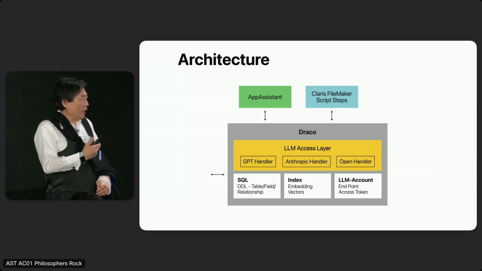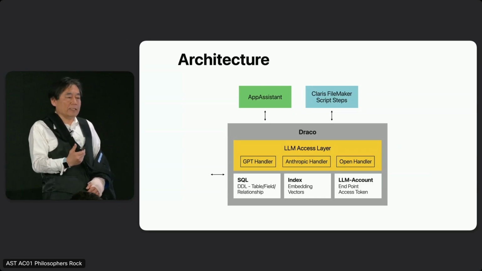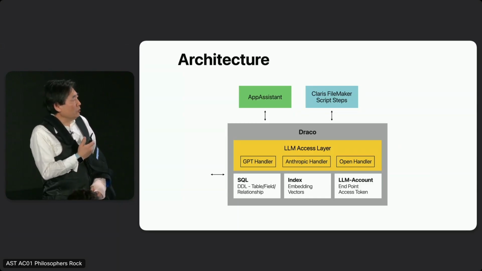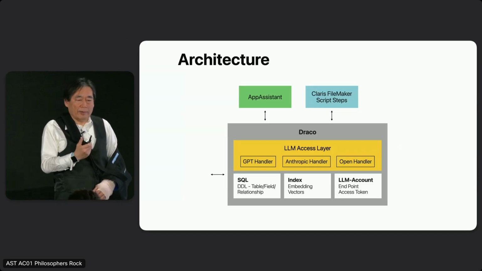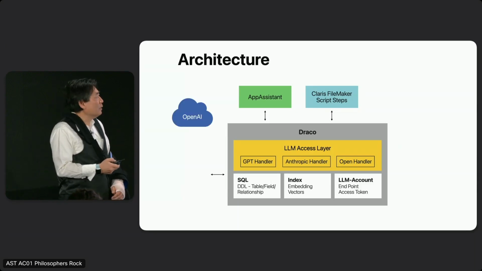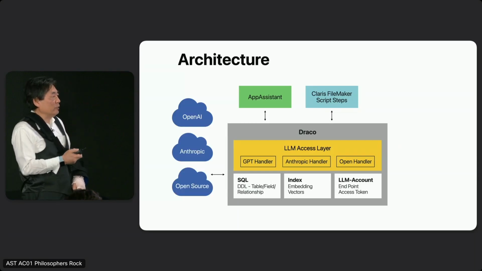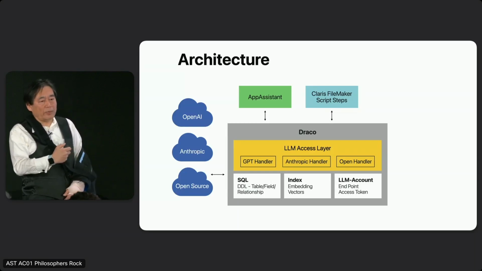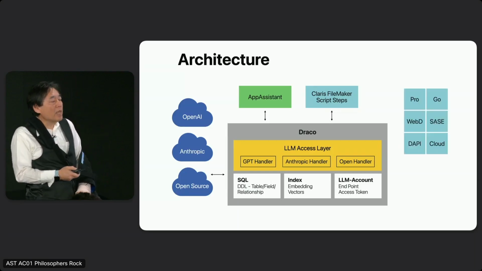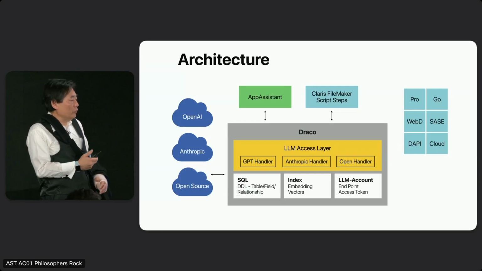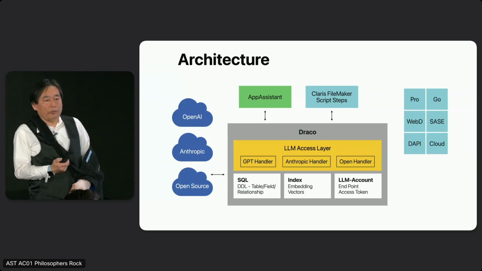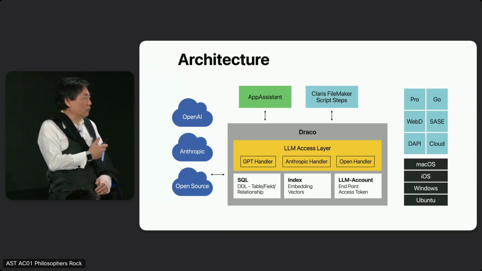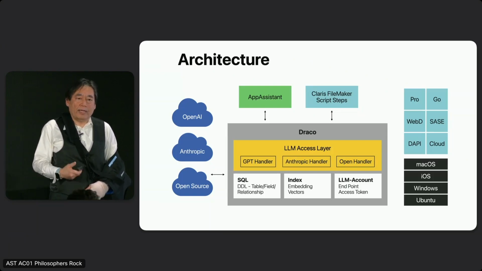And we have support for the LLM account. Each one has the access endpoint of the LLM server, including your API access token. In the Draco database engine, you can have multiple LLM accounts running at one time, if you like. With that, the Draco database engine allows you to talk to OpenAI LLM, Anthropic LLM, or open source LLM, or have some of them accessed at the same time. And once you build a solution, it will be able to run on FileMaker Pro, Go, WebDirect, Script Engine, Data API, or even Cloud, if applicable. And we make that cross-platform on the operating systems we support: macOS, iOS, Windows, and Ubuntu.